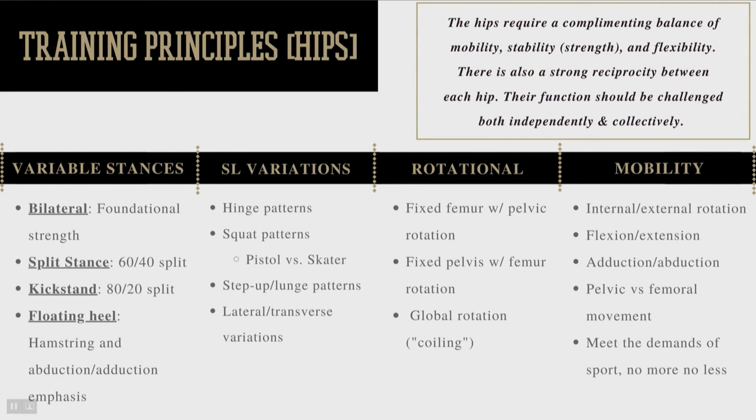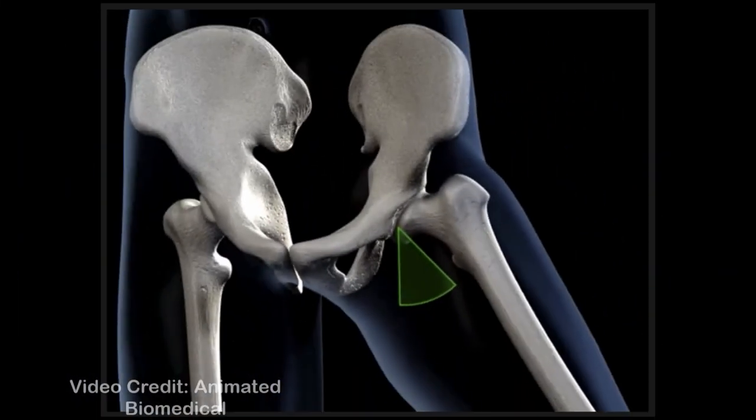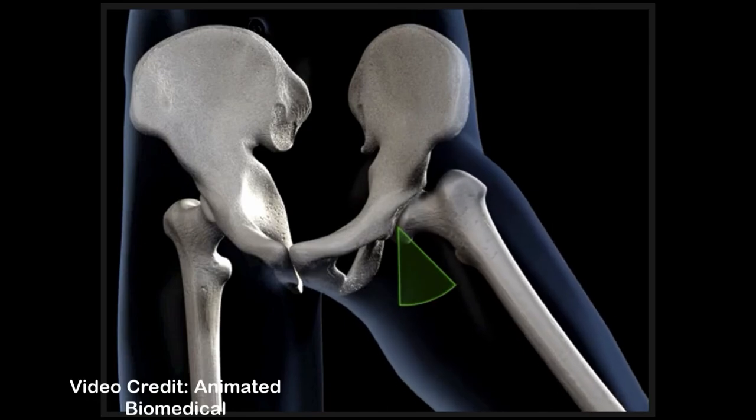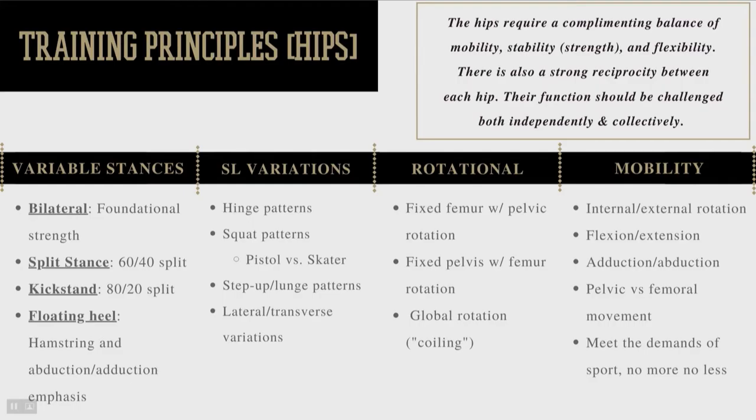We've talked a lot about the floating heel, but I think this is another one that is great for the hip as well. For the hip, we're looking at obviously the hamstring, but also that abduction and adduction control, tying that into our valgus and varus control at the knee. Variable stances are something I think is going to do a lot of the work for you with the hips specifically.